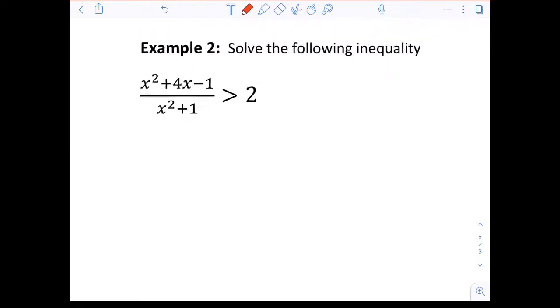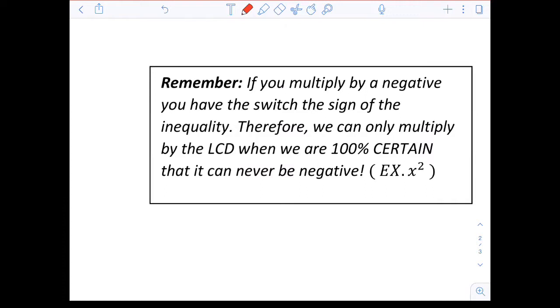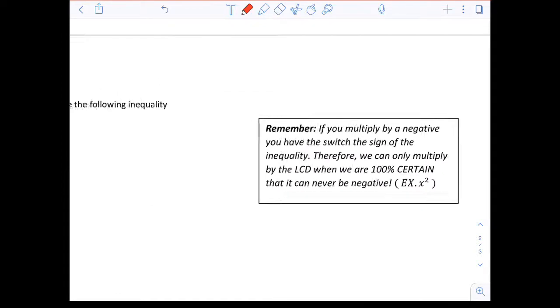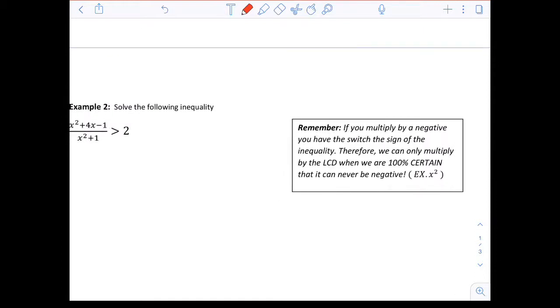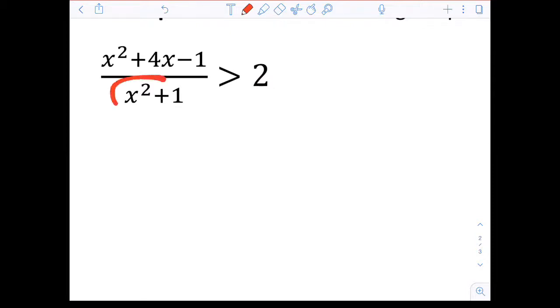That's kind of what's written over here on the right of your notes. It says, remember, if you multiply by a negative, you have to switch the sign of the inequality. Therefore, we can only multiply by the lowest common denominator, or whatever number's on the bottom, when we are 100% certain that it can never be negative. An example of that would be x squared. Even if x is a negative number, I know that x squared is going to be positive. That's also going to be true for this example here. I know that this denominator can never be negative because x squared, no matter what x is, when I square it, I'm going to have a positive number. And when I add 1 to it, it's also going to be a positive number.